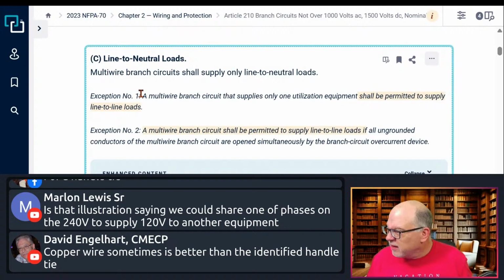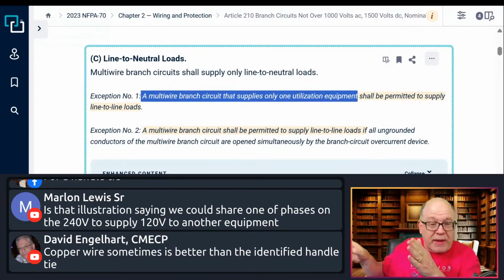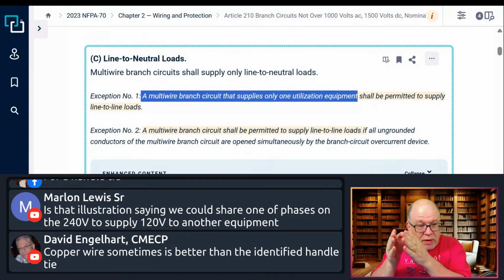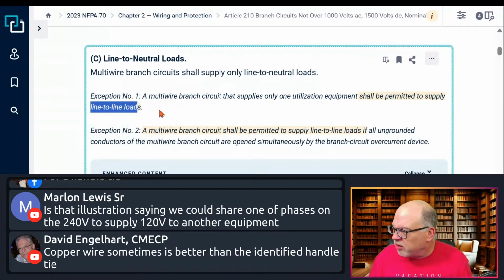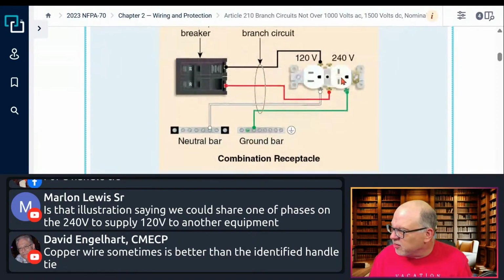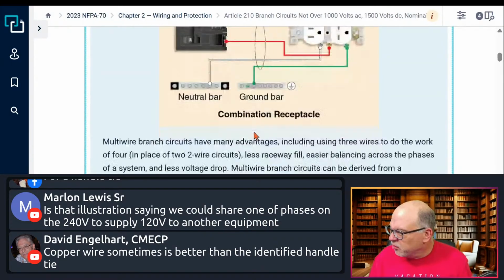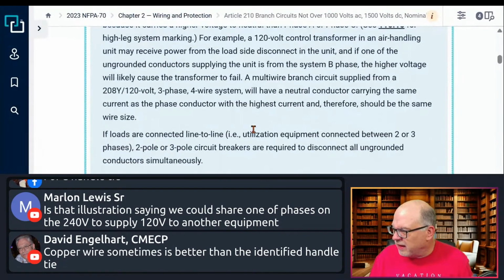It says the multi-wire branch circuit supplies only one utilization equipment on one piece of equipment. So not to branch off and be able to supply another piece of equipment. One piece of equipment, okay, shall be permitted to supply line-to-line loads, okay, which is one example would be like this right here. This is a line-to-line right here. This is the 120, and this one gives you the 240 between them based on this piece of equipment right here, okay. So most certainly it's going to allow you to do that, okay.